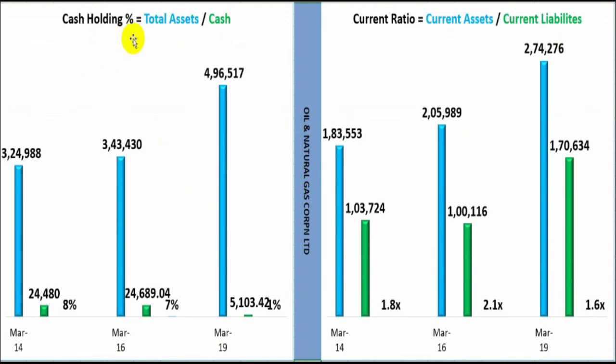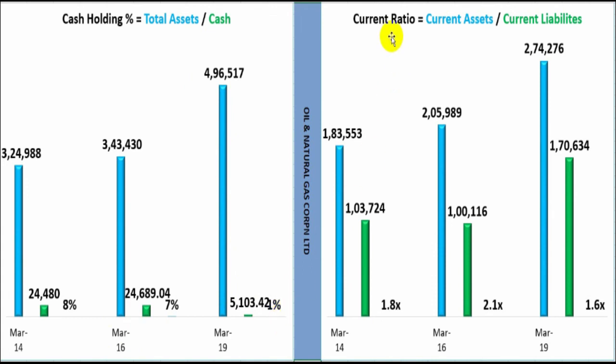Cash holding percentage. The company's cash holding in March 19 in the balance sheet showed 5,100 crores of cash. That's just 1% of the total assets of the company, which is a small amount. We don't want the company holding a huge cash with it when it can do investing activity, or pay off dividend, or give out bonus or buyback. In 16 the position was at 7% of the total assets, which has decreased to just 1% in March 19.